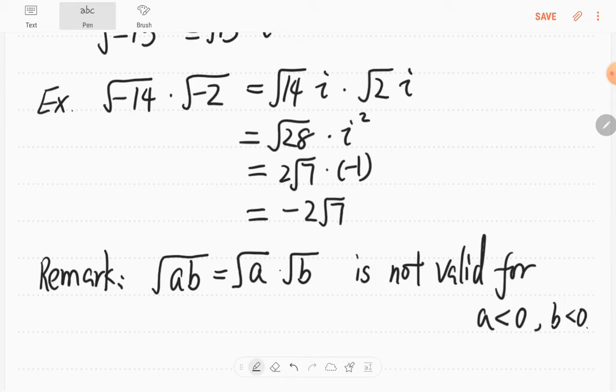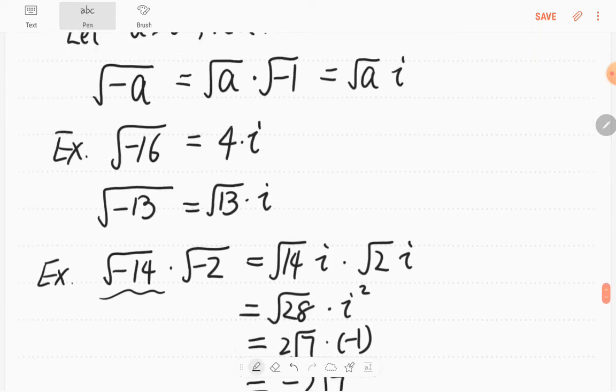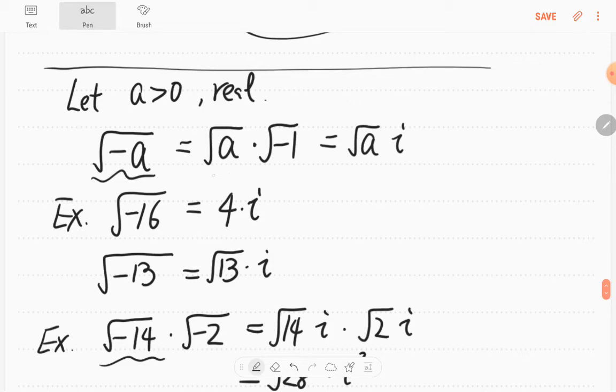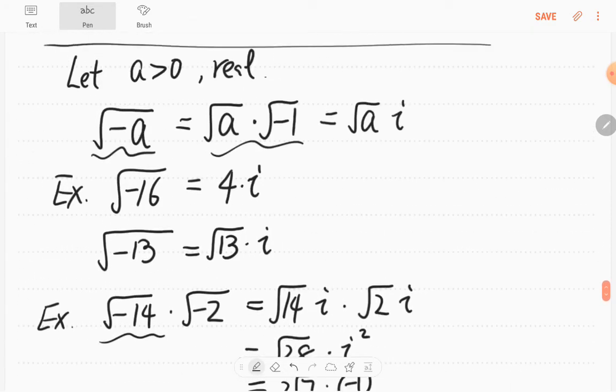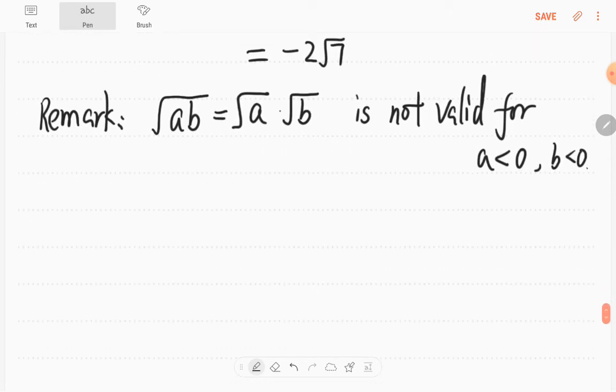If one is less than 0 and another is greater than 0, that's fine, you can separate. But if both are less than 0, you cannot separate. Here, we can separate, right? We can separate as this one, because here a is greater than 0. However, if a is less than 0 and b is less than 0 also, then we cannot separate. The reason is this example.